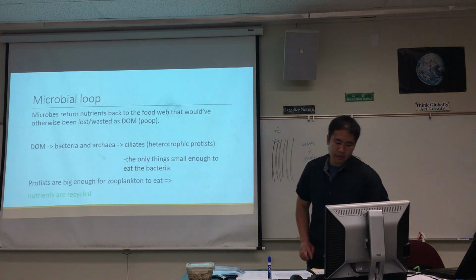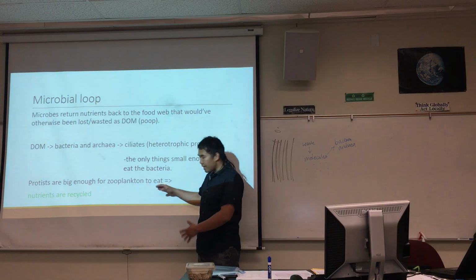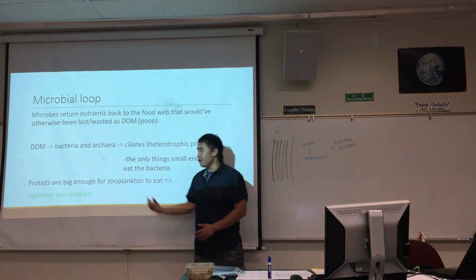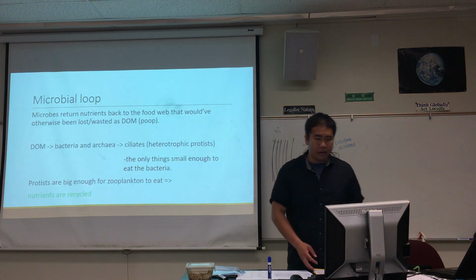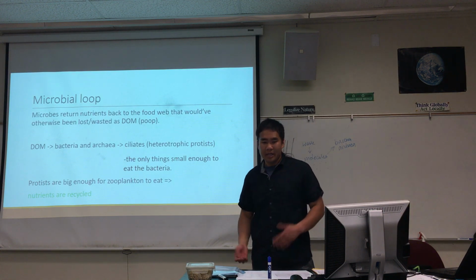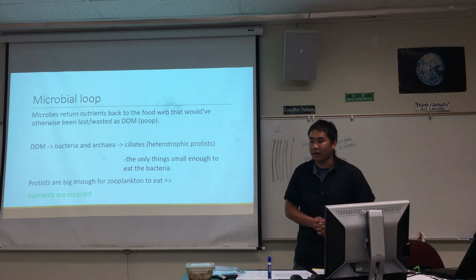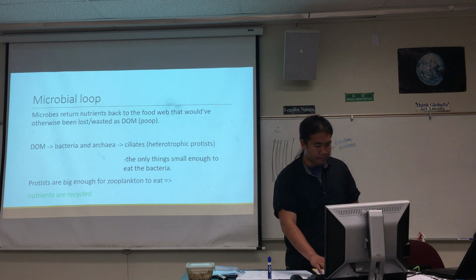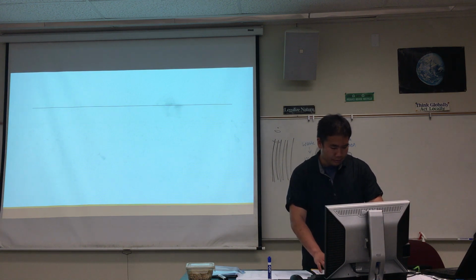Okay, so yeah, the protists are the only things big enough for the zooplankton to actually eat, and once they eat them, then they get the energy. The nutrients are therefore recycled, right? Well, they're gonna try to. They don't recycle all of it, of course. They can only recycle 10% because of the transfer efficiency, but it's better than none, right? Okay, so I think that's it for this one, right?